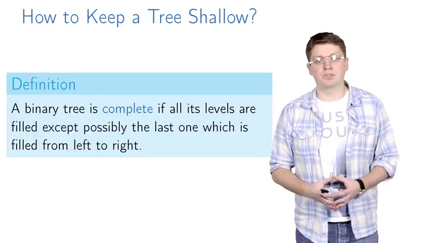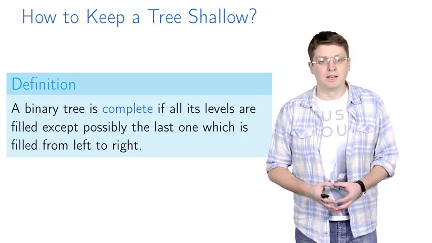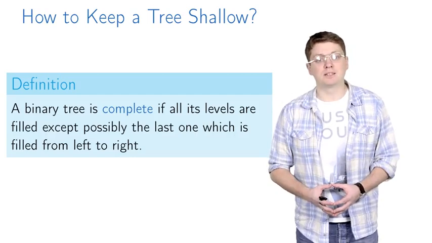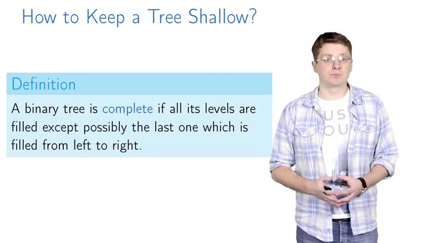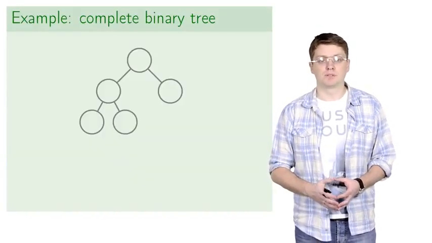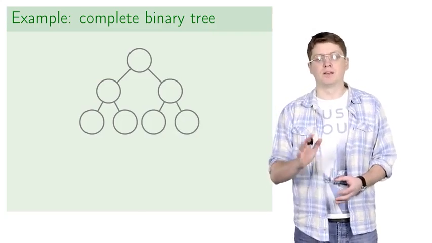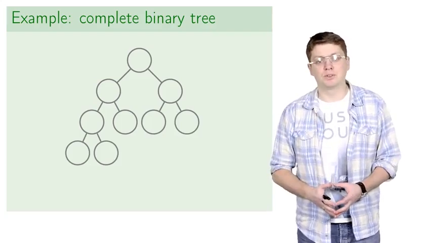By definition, a binary tree is called complete if all its levels are filled completely, except possibly the last one, where we require additionally that all the nodes at this last level are in leftmost positions. Let me illustrate this with a few small examples. So this is a complete binary tree. This is also a complete binary tree, and this is also a complete binary tree. This is a complete binary tree too.